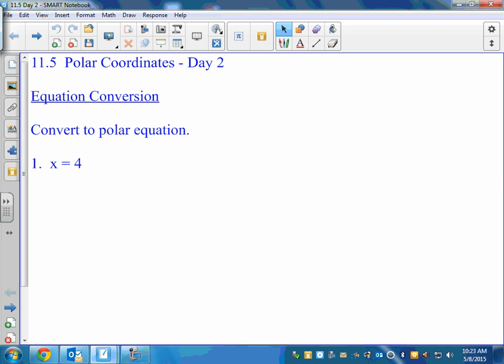Chapter, besides review for the test, is convert equations from polar to rectangular and rectangular to polar. But it's the same process as what we did yesterday with points. You really got to know three things.